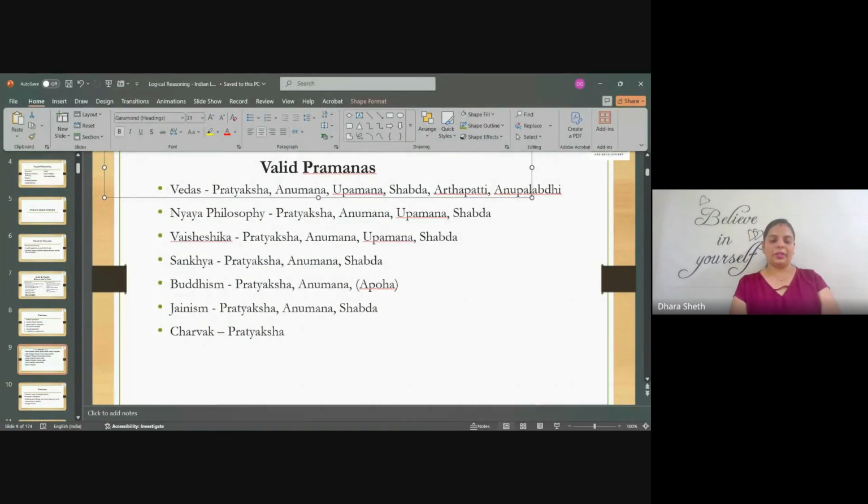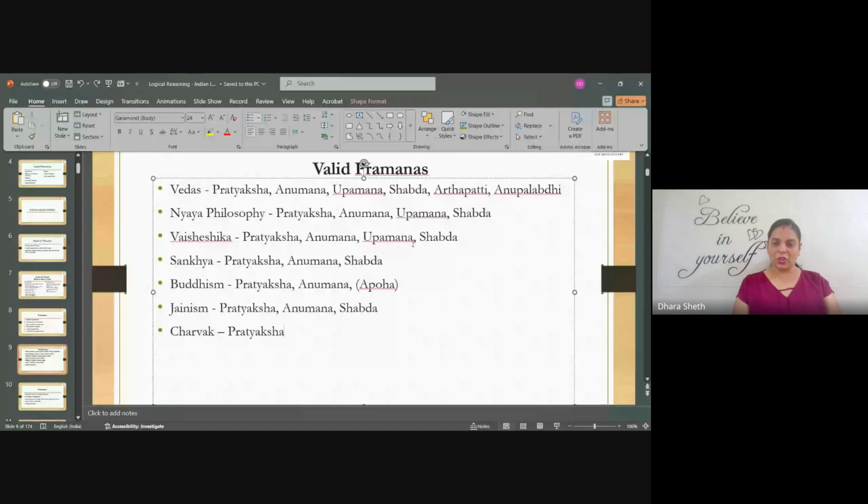Sankhya believes in Pratyaksh, Anuman and Shabd. Sankhya philosophy does not believe in Upman or comparison. Buddhism believes in Pratyaksh and Anuman. And it has its own concept called apoha, which is deriving knowledge from non-existence of something. You don't need to memorize the meaning of it, but you just need to remember that apoha is a concept which is accepted by Buddhism.